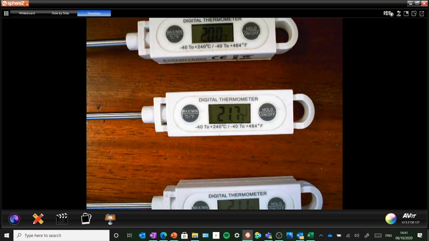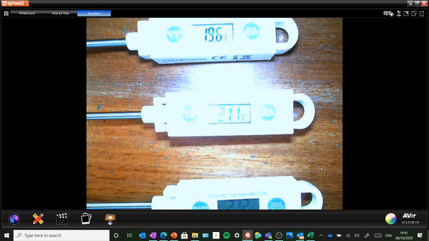We'll just leave it there for a little bit. The top one's definitely gone down a lot. The top one's at 20 degrees, the middle one 21.3, the bottom one 21.2. Now the top one's 19.8. Can you see those at all? You can just about see them.